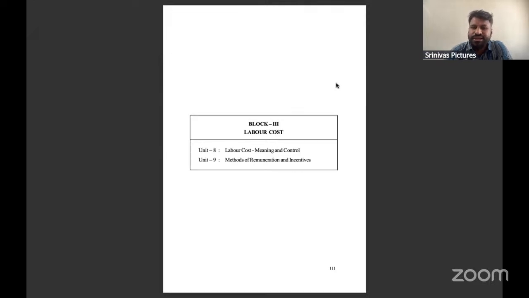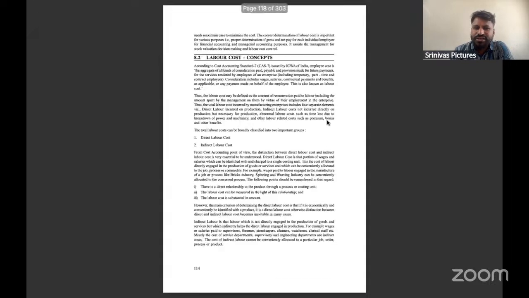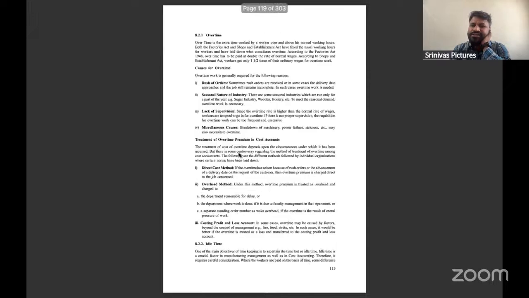Is it clear? Labor cost, meaning and control, and methods of remuneration and incentives we are going to discuss. Is it clear? So already we discussed the labor cost concept. Labor we also classified into direct labor and indirect labor. Direct labor means those who are working in the production area, whom we can identify and trace in direct production; they are called direct labor. Indirect labor means those other than direct labor, whom we are not able to trace; they are called indirect labor.